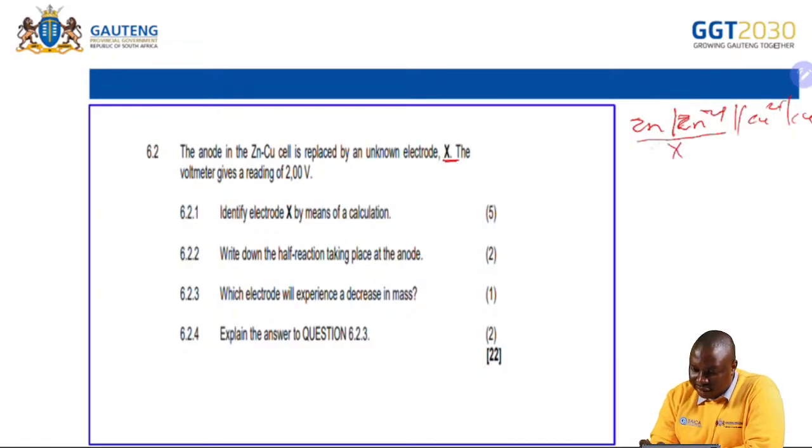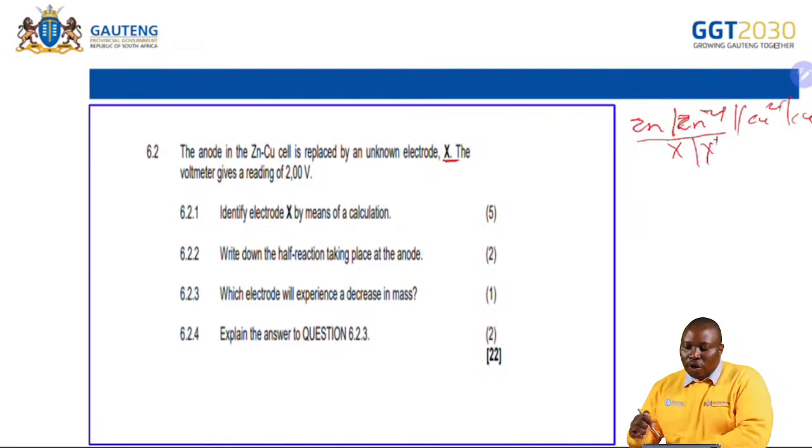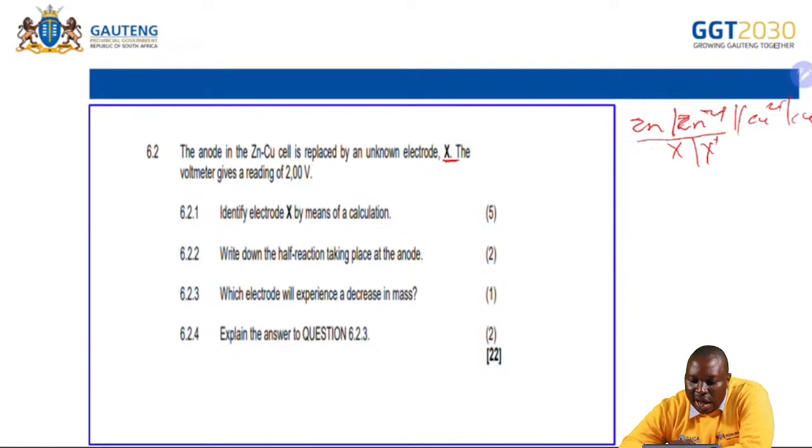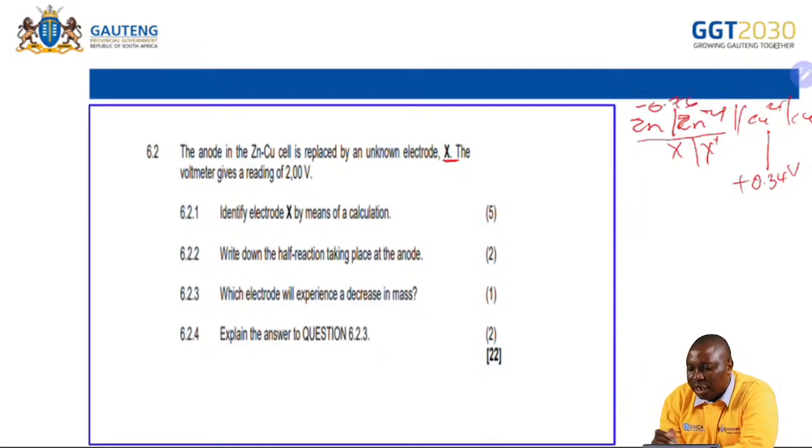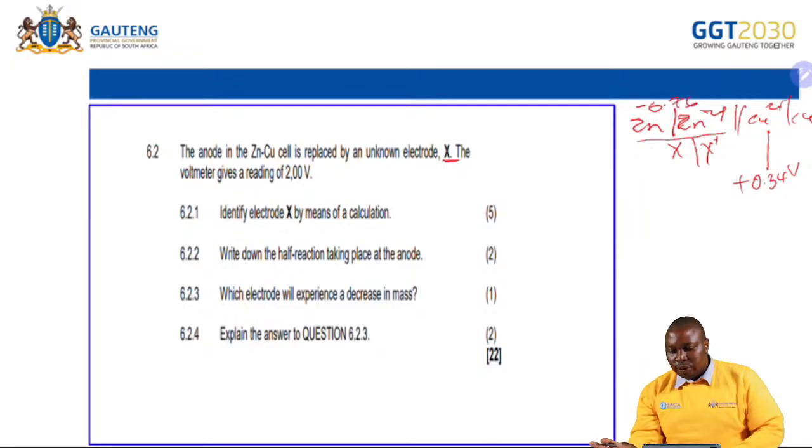This is X, which will form X, whatever number of ions that X will have. Now, we have replaced the zinc with copper 2 plus. We know copper 2 plus is 0.34 volts from the standard reduction potential. Zinc was negative 0.76. You can see that's why we said the negative will lose electrons, the positive will gain the electrons. That's what was happening.